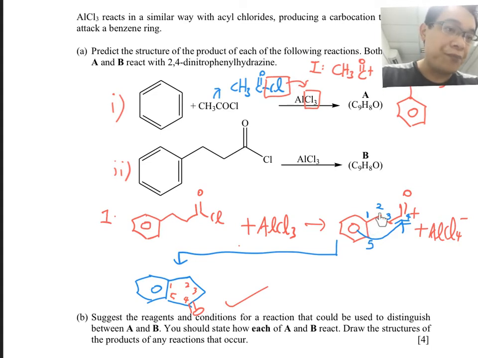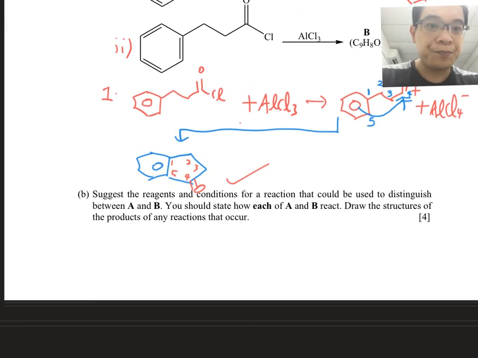So you label it 1, 2, 3, 4, 5. So this is a 5-member ring. Fourth position is C double bond O. That is the final product. So now let's take a look further at the next part of the questions. It's question number 4, or question number B, sorry.